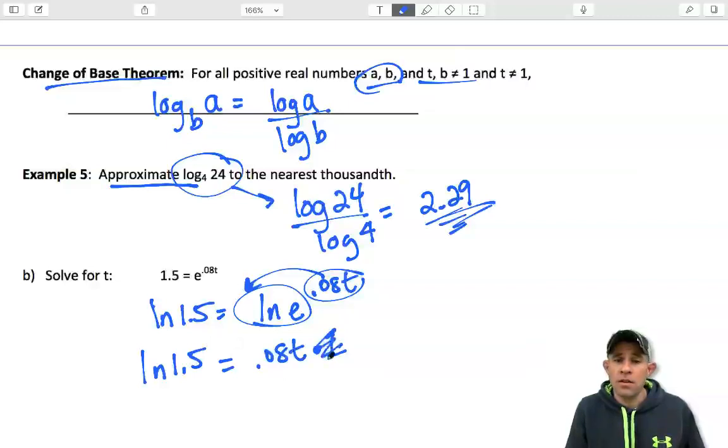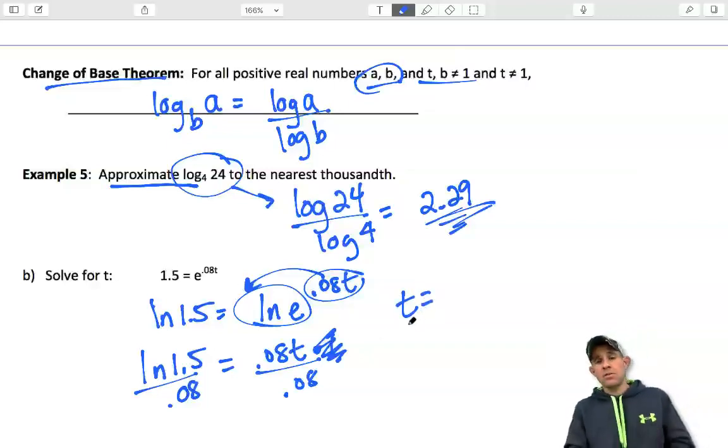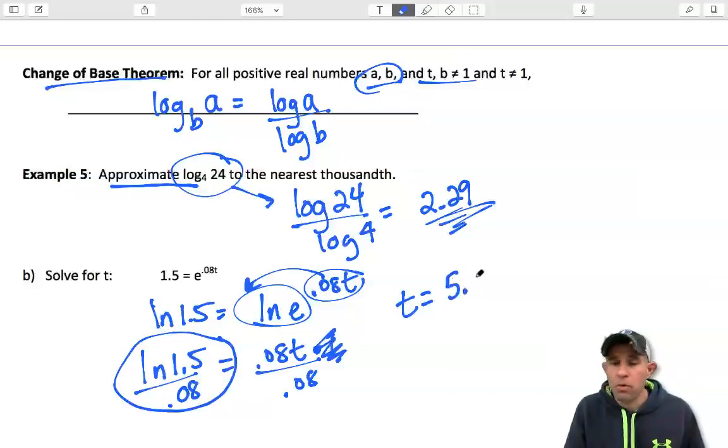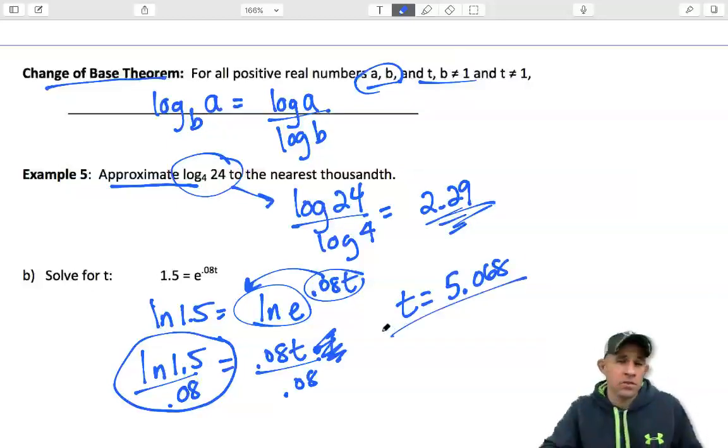So in the end here, this 1, I don't really even need to write it. I'm going to divide both sides by 0.08 to get t by itself. So t is equal to the natural log of 1.5 divided by 0.08, and that's going to give me 5.068. And that's a wrap for Chapter 9.